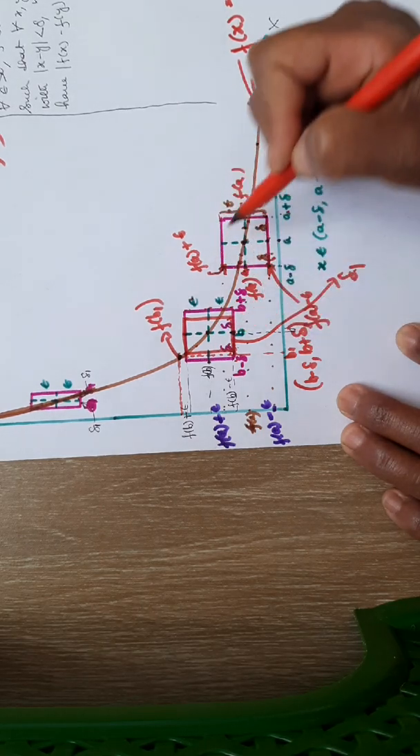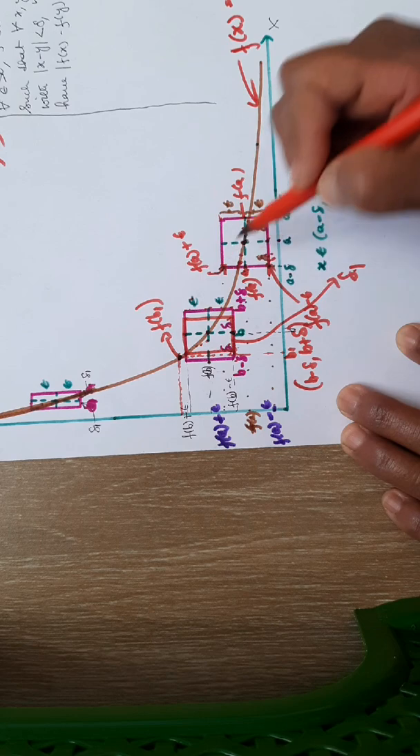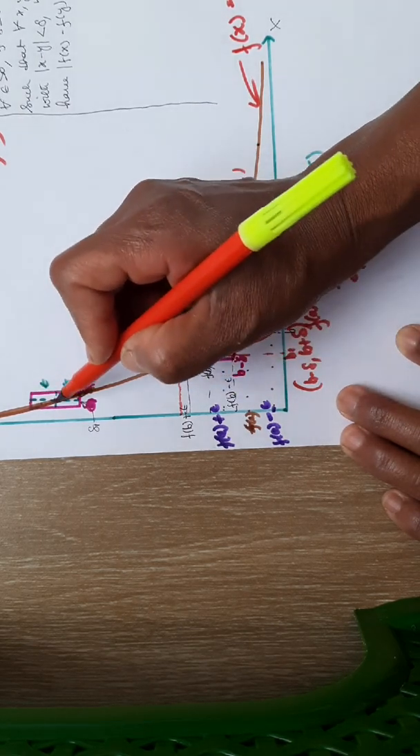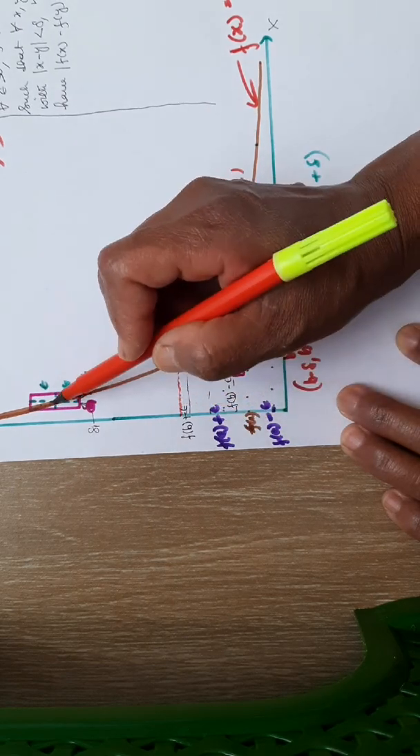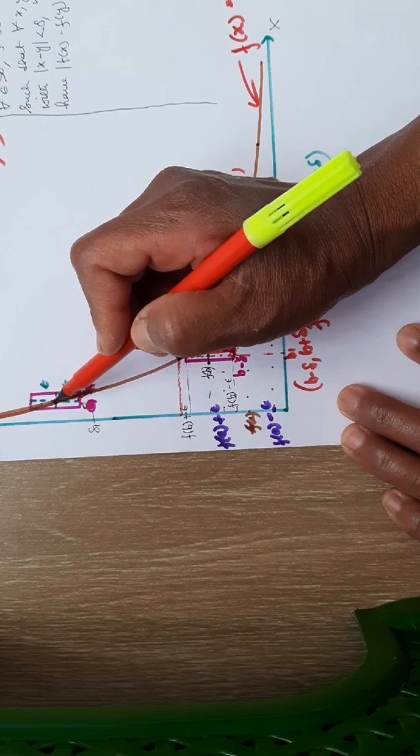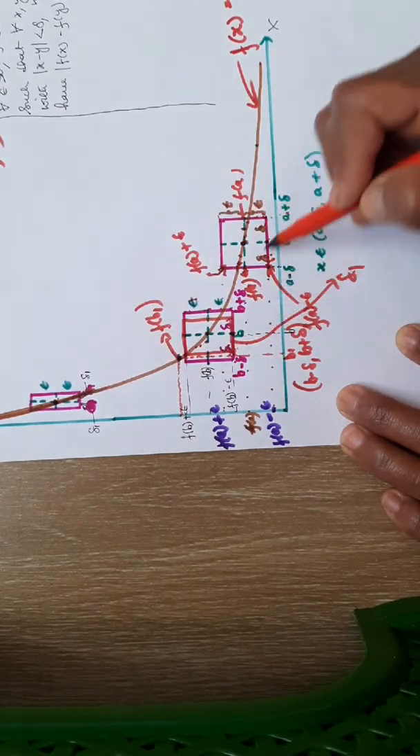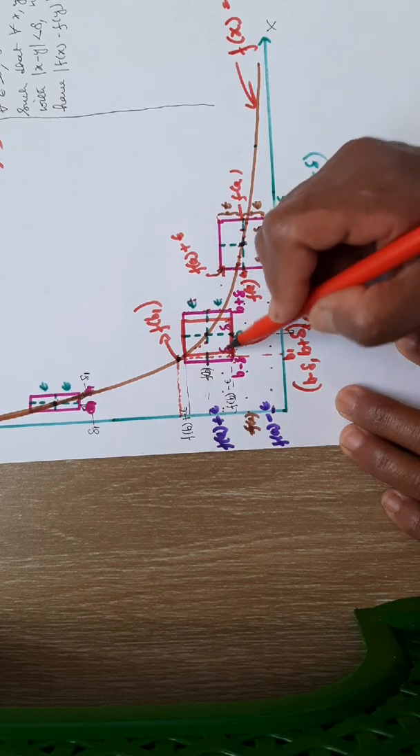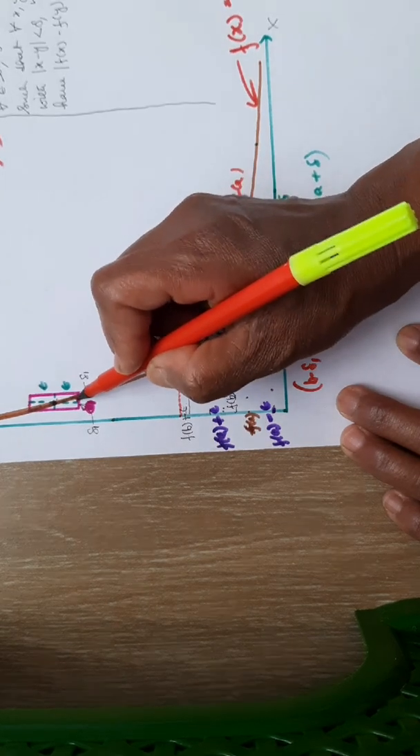So you see that for different points here, the same delta will not work for a given epsilon. And in this case also, if I take another point here, then with the same epsilon, the value of delta that I have chosen for point A and point B will not work.